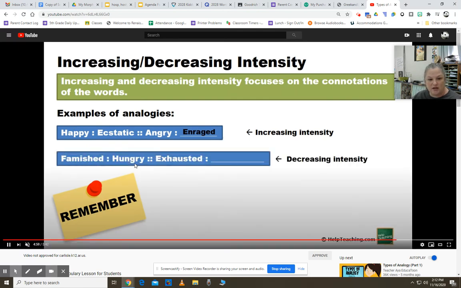Famished is to hungry as exhausted is to tired. I want you to notice that in the first example it was increasing intensity. The intensity of that emotion was getting higher. This one, famished, is like starving. Hungry is just hungry. Exhausted is where you're just about to pass out. Tired is you're just a little tired. So you see the intensity here is decreasing.